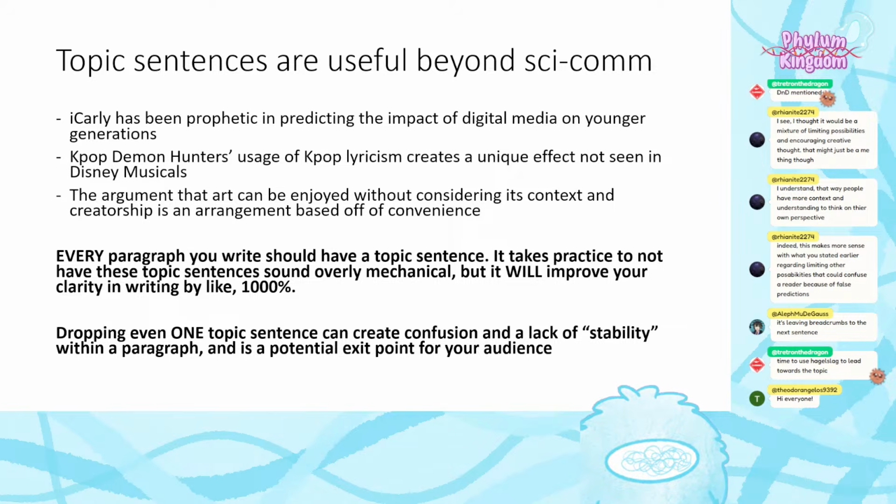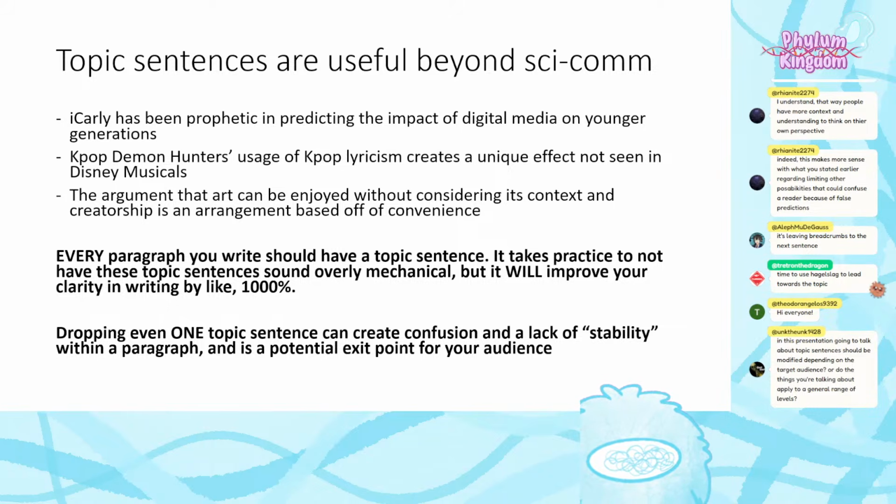Okay. So every paragraph you write should have a topic sentence. It takes practice to not have these topic sentences sound overly mechanical, but it will improve your clarity in writing by like 1,000%, right? Dropping even one topic sentence can create confusion and a lack of stability within a paragraph and is a potential exit point for your audience. Remember, as science communicators, our primary objective is to get the person to read and finish your piece or listen to the end or watch to the end.